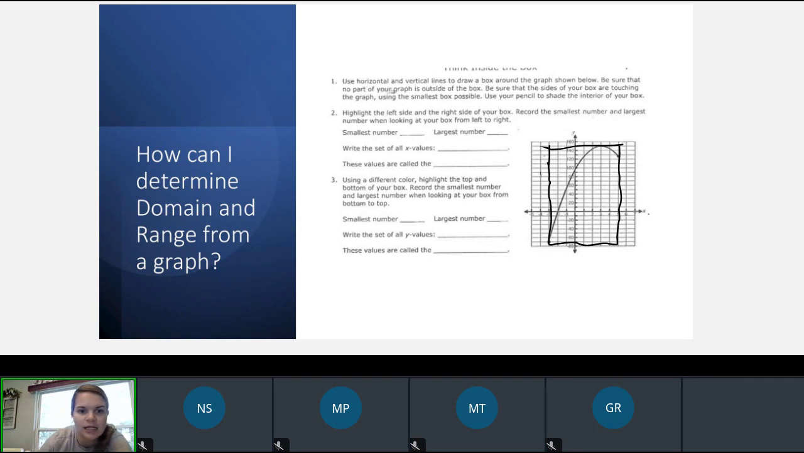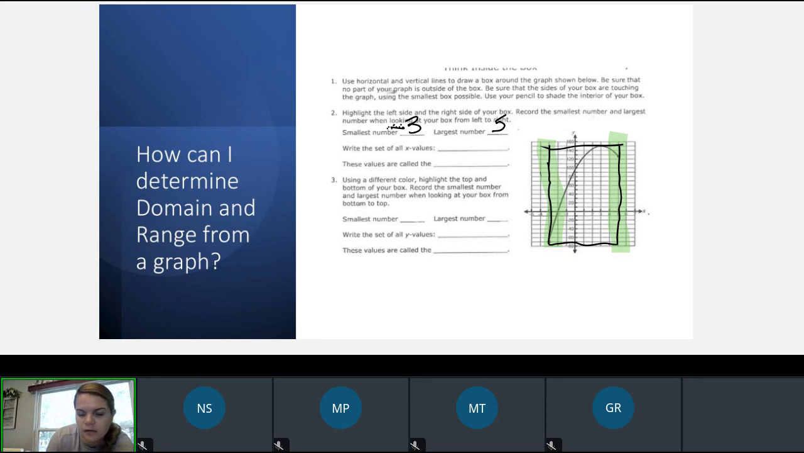Now, number 2 says highlight the left and the right side of your box. So I'm going to go with green and I'm going to highlight these sides. It says record the smallest number and the largest number when looking at your box from left to right. So on the left-hand side, I want this X value. And that number is going to be -3. It's kind of hard to see. Those numbers are so small. But negative, there we go, 3. And my largest number is going to be 5.